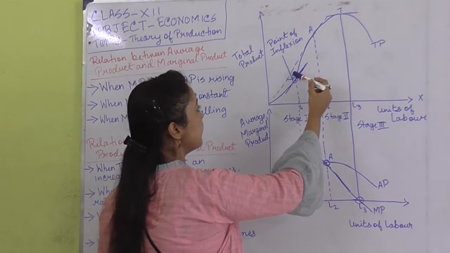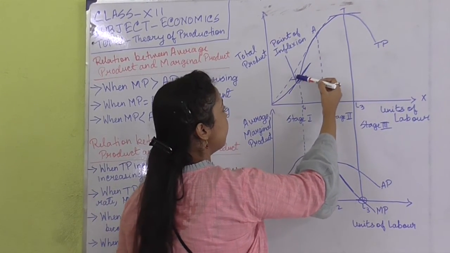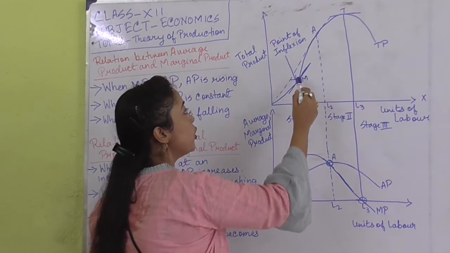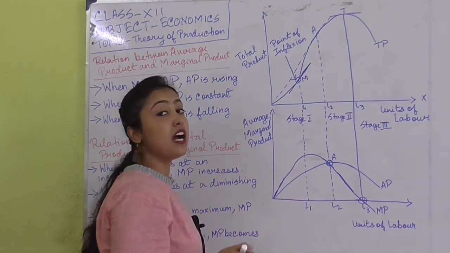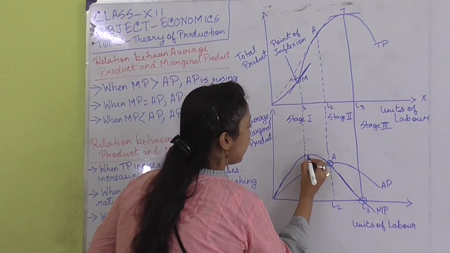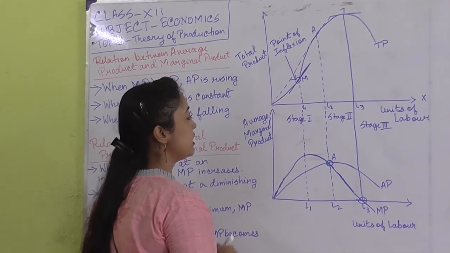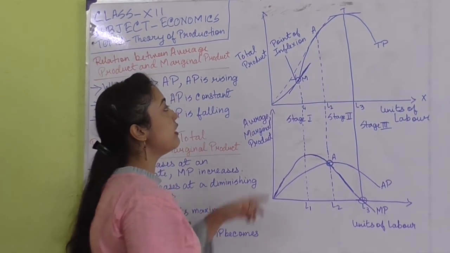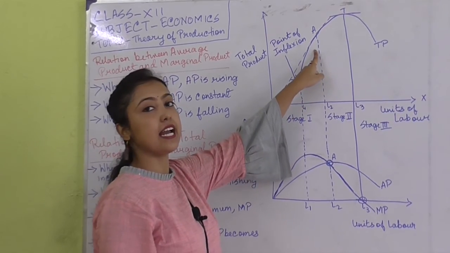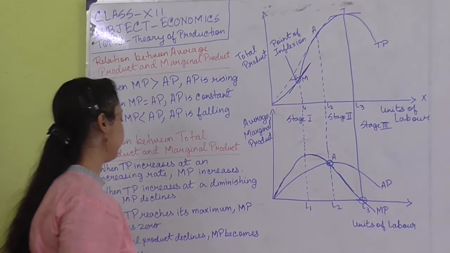Next, when TP increases at a diminishing rate, marginal product declines. So here you can see that the TP is increasing at a diminishing rate. After this point of inflection, the total product is increasing but at a diminishing rate. And you can also see that after this point the marginal product is also dropping down, that is the marginal product is also falling. So when total product is increasing at a diminishing rate, the marginal product is also falling.